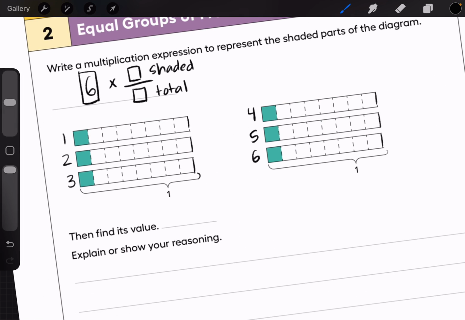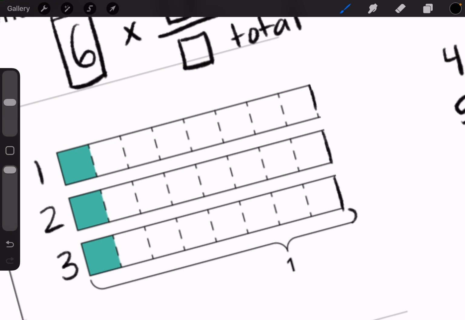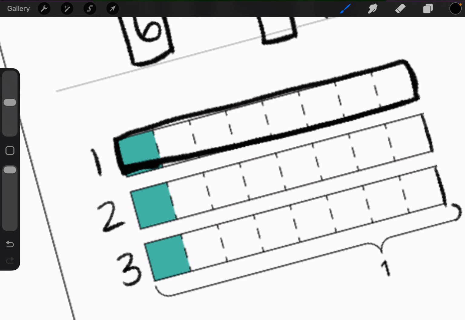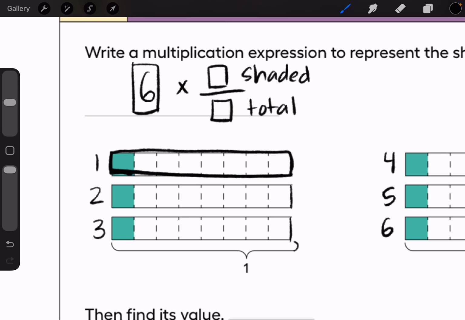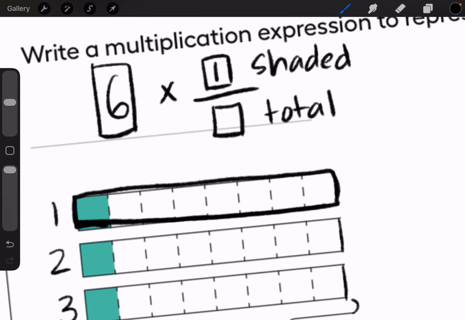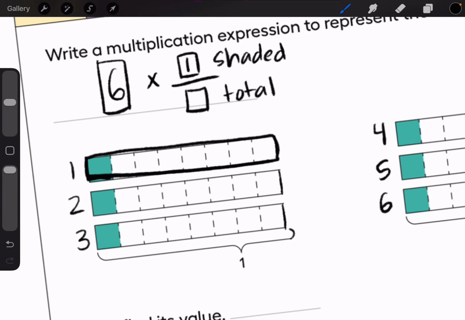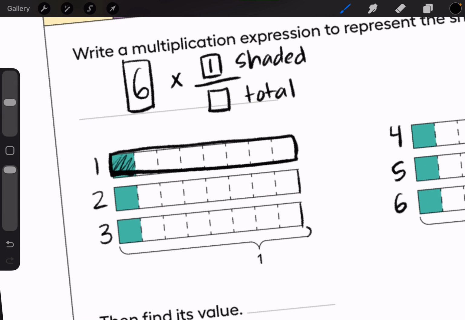But what do I really have in each one of these groups? We notice that they're all the same. So we can really just forget about all of them for right now, and we can just think about one of these groups. What do I actually have here? Well, I see that I have 1 part shaded. So when I've got 1 part shaded, I go ahead and put a 1 in the numerator. 1 part shaded because there's 1 part that's shaded right here. That's in my numerator.